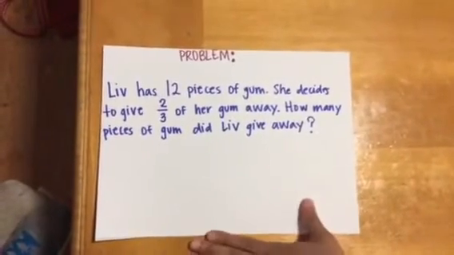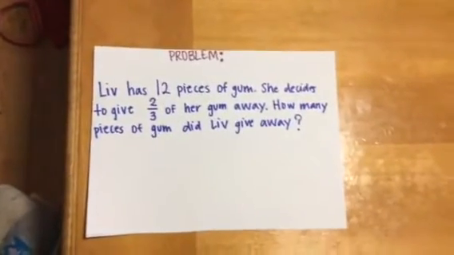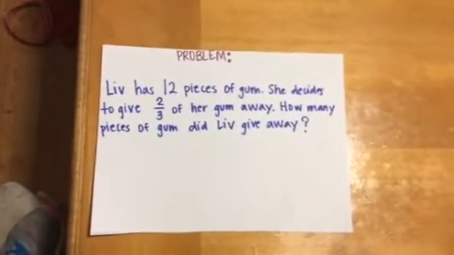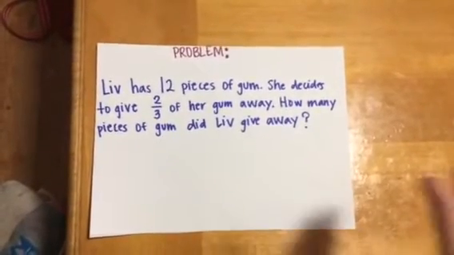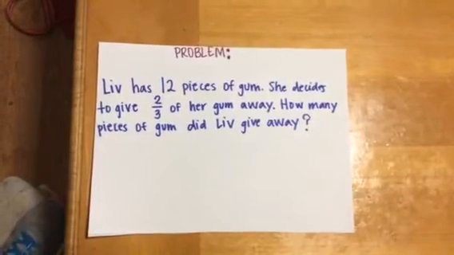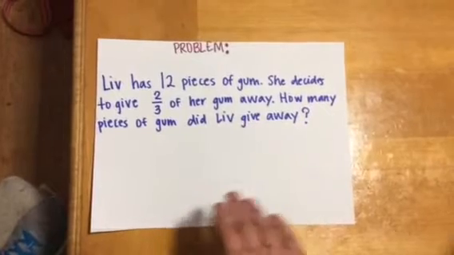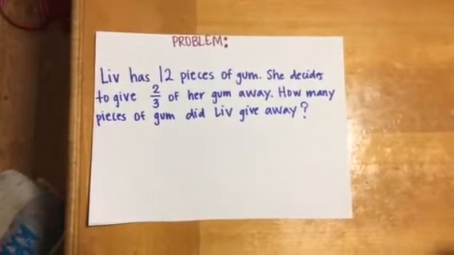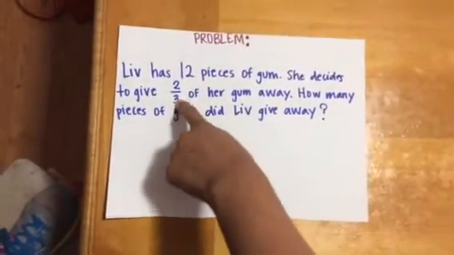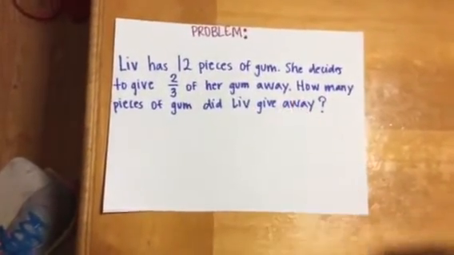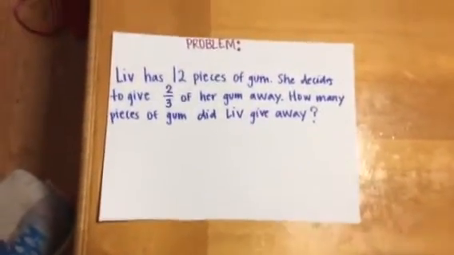Now before we go ahead and get started, we're going to work this problem using 2 different strategies. We're going to use a linear model, or a number line, and our multiplication table. So let's first read our problem and see what it is we're trying to figure out. So we know that Liv has how many pieces of gum? Right, she has 12 pieces of gum. She decides to give 2/3 of her gum away. Now, 2/3 is the fraction of pieces that she's going to give away. What we're looking for are the number of pieces of gum that Liv gives away.